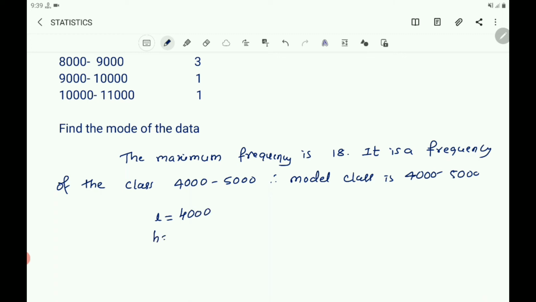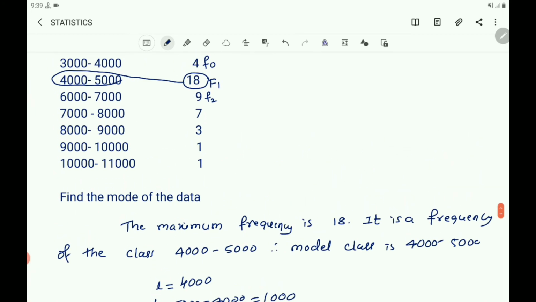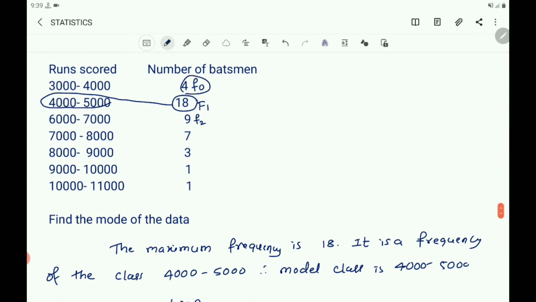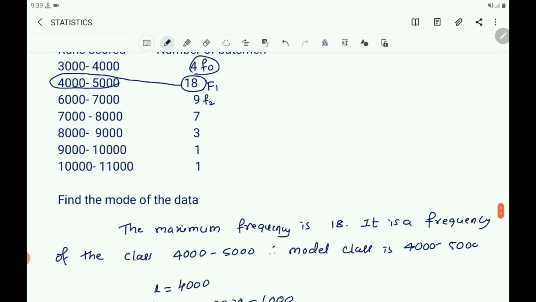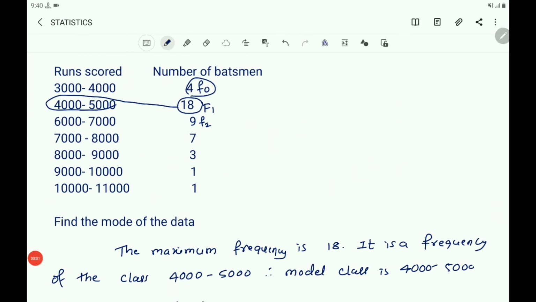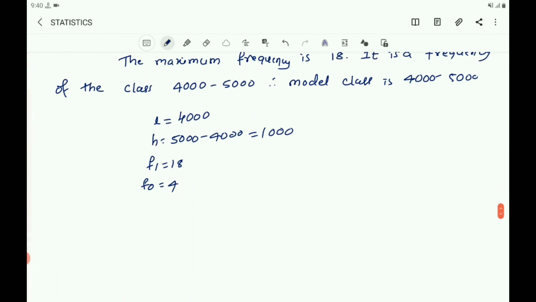and size of the class is, you write 5000 minus 4000, that equals 1000. Then F1 is the frequency of the modal class. F1 equals 18, and F0, that is the frequency of the previous class of the modal class, so you write F0 is 4, and F2 is the frequency of the next class of the modal class, that is 9. F2 is 9.